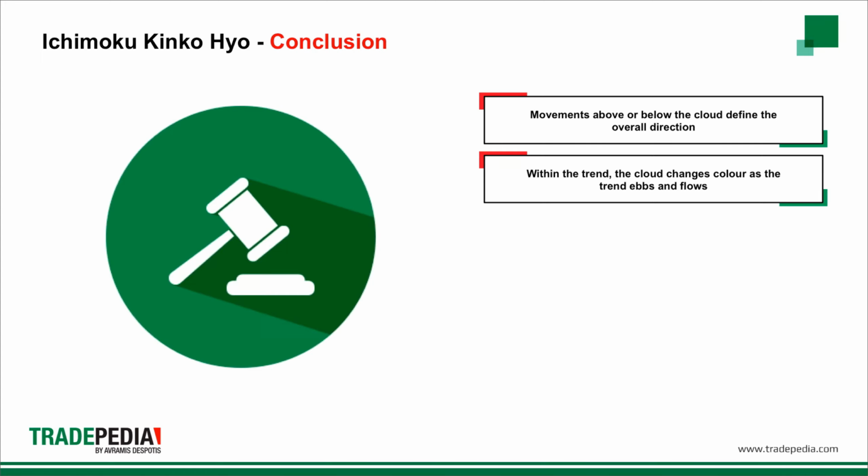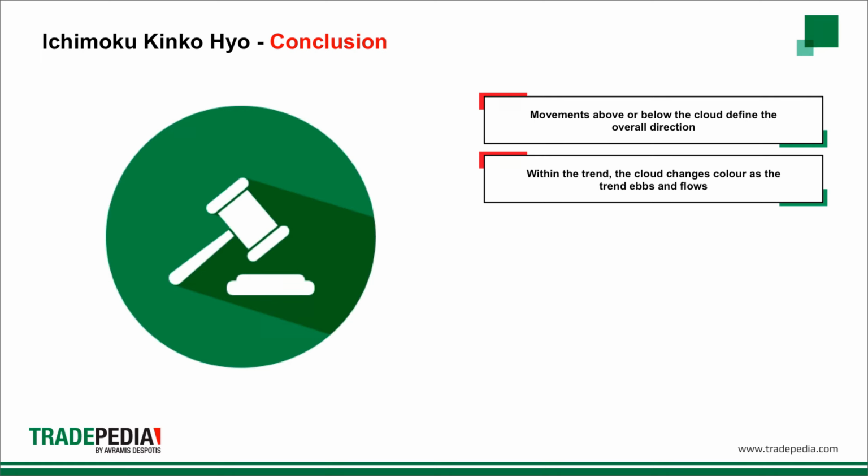The third thing to look at is the color of the cloud. When the cloud is red, it means that your span A is below your span B, and the momentum generally is more bearish. Within the trend, your cloud color would change as well, as the trend ebbs and flows. The uptrend would strengthen when the cloud turns green, and the downtrend strengthens when your cloud turns red. Those are the three ways you can look at the Ichimoku cloud.